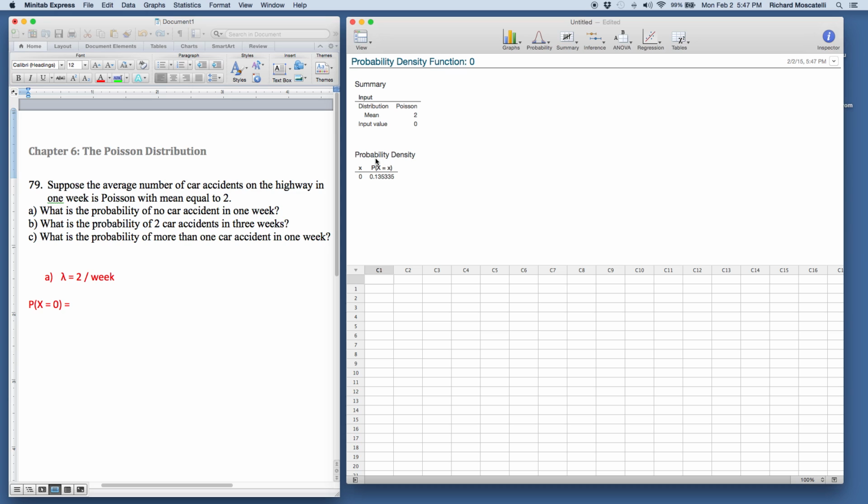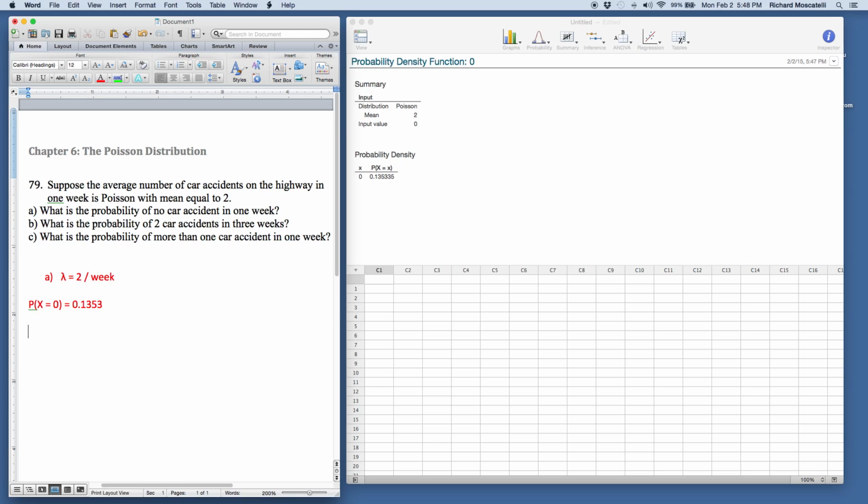This means PDF, probability density function. So when x is 0, the probability that x takes on that value of 0, here it is, 0.1353. That's about 13.5%. All right, so the probability of there being no occurrences this week is 0.1353, approximately. Typically, we round these answers to 4 decimal places.